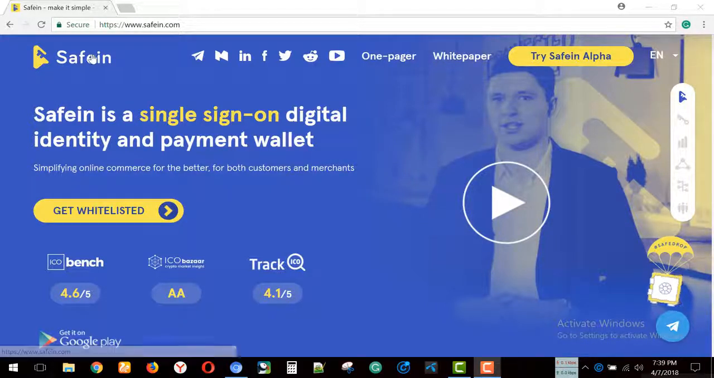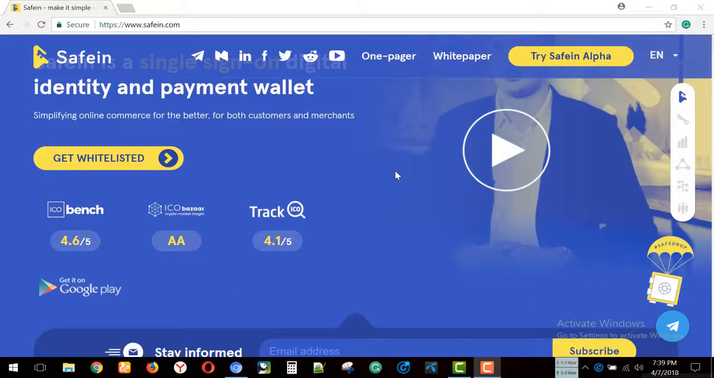Here is the project name, Safein, and here all the social media are given. If you click on these, you can get different information about the project. Here is the one pager; if you click on it, you will get a very brief idea about the project, where especially the usefulness of this project is written, the benefit to users and merchants. Here is the white paper. It consists of so many pages, so it will be very time consuming. If you click on this white paper, you can get every single detail about the project. So now let's talk about other features of this project.